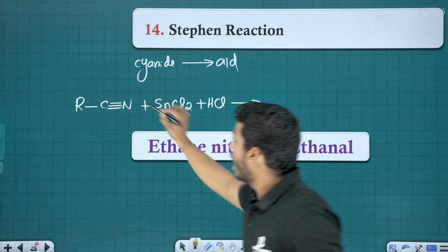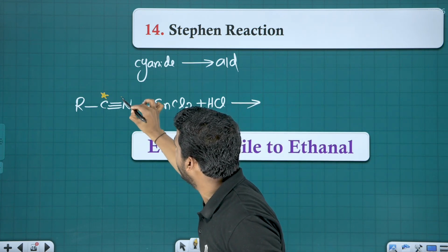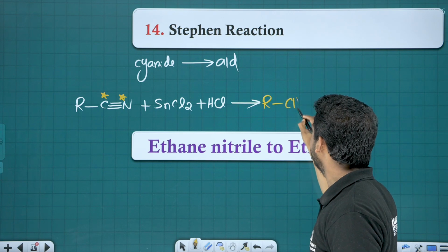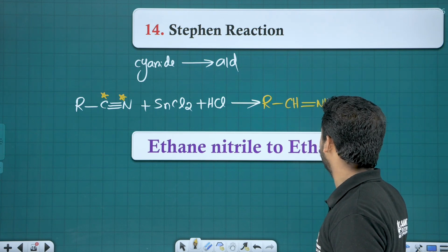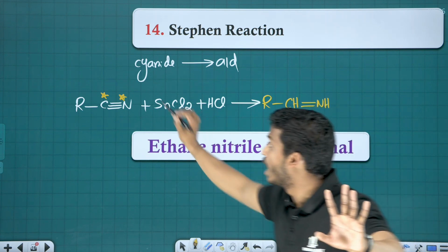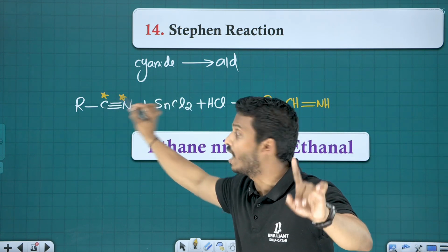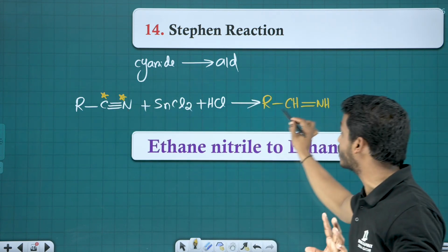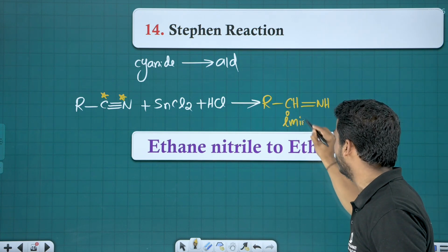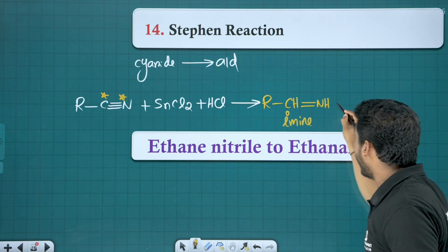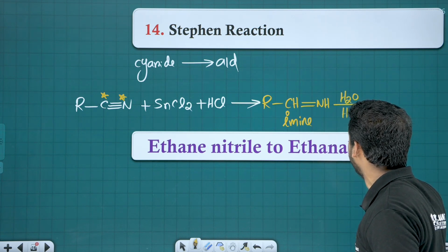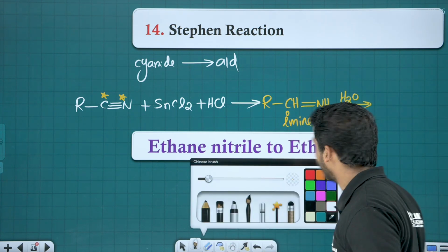Simple reaction. Add one hydrogen on this carbon and one hydrogen on this nitrogen. It becomes RCH=NH. Whenever you're using stannous chloride and HCl, you add one hydrogen on the carbon and one on the nitrogen. So it becomes RCH=NH. This compound is called an imine. And this, on acid hydrolysis. Acid hydrolysis means H2O and H plus, or you can write H3O plus also.